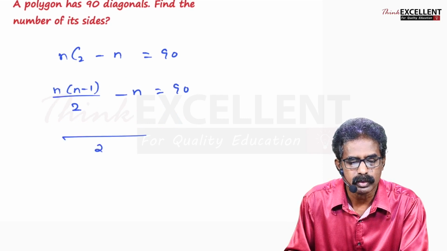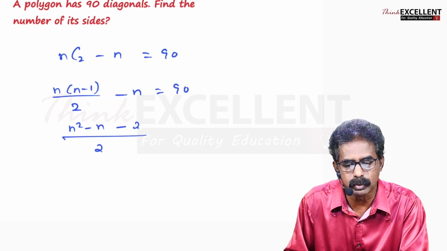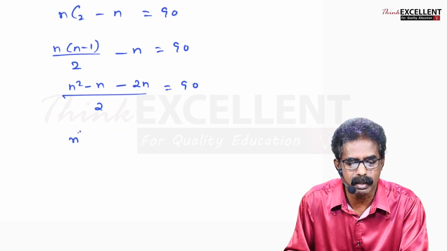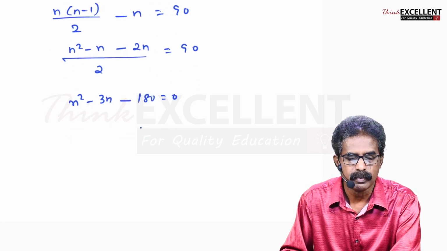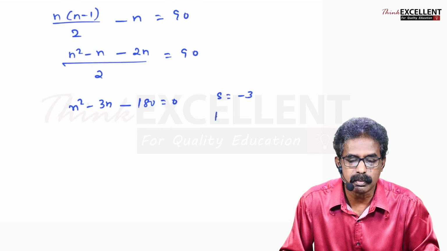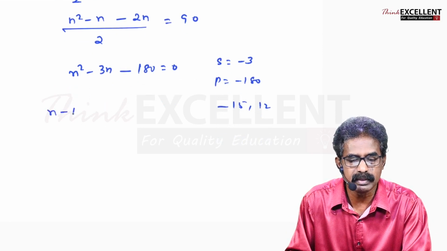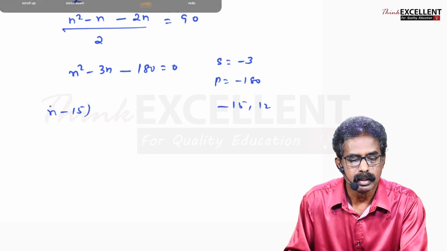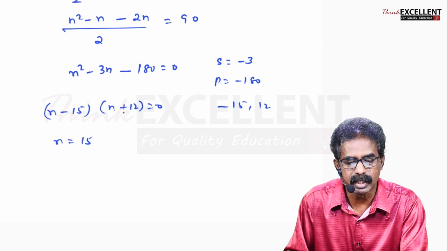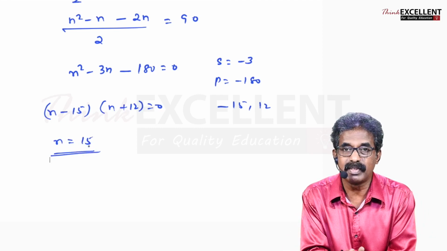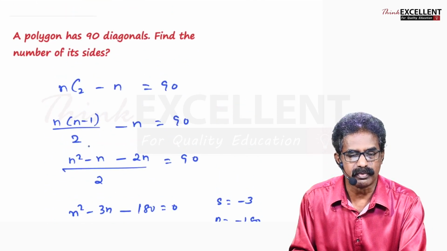Take 2 as LCM. So n into n minus 1 gives n square minus n, and minus 2n over 2 is equal to 90. This becomes n square minus 3n over 2 equal to 90. Cross multiply: n square minus 3n equal to 180. Bring it to the left side: n square minus 3n minus 180 is equal to 0. Sum is minus 3, product is minus 180. Numbers are minus 15 and 12. So n minus 15 into n plus 12 equal to 0. So n equal to what? 15. n equal to minus 12 is not possible. So n equal to 15, that means there are 15 vertices. If there are 15 vertices, number of sides is also 15. Find the number of sides.